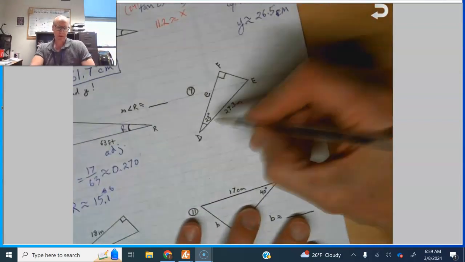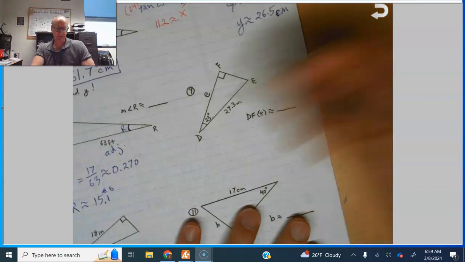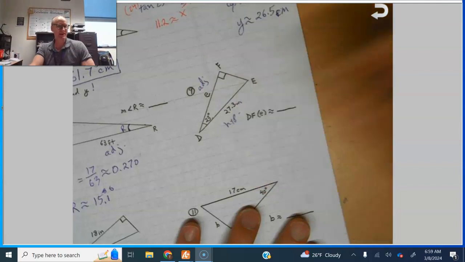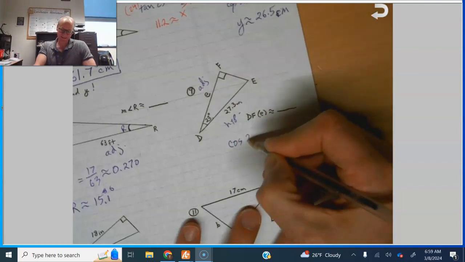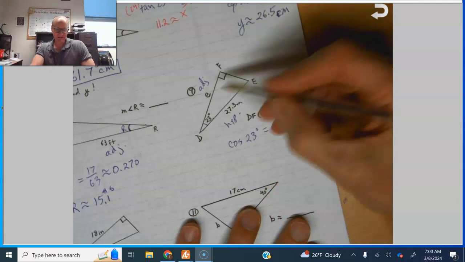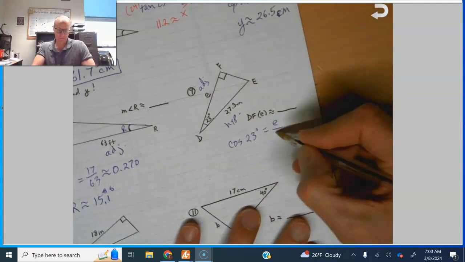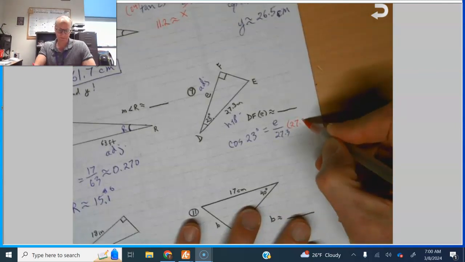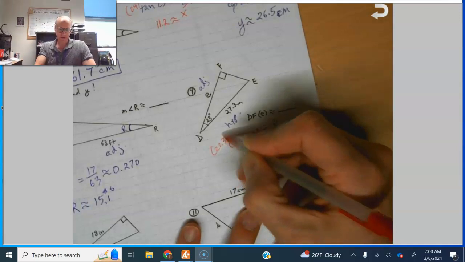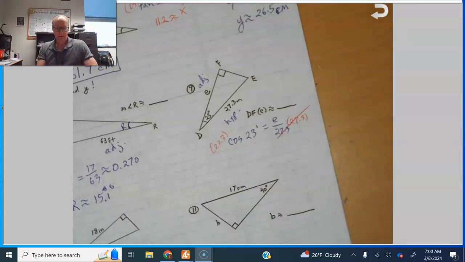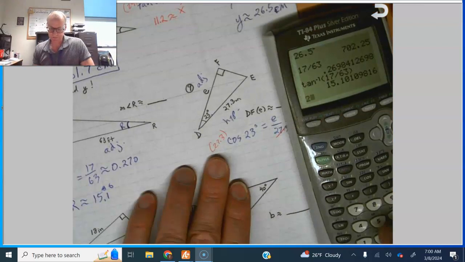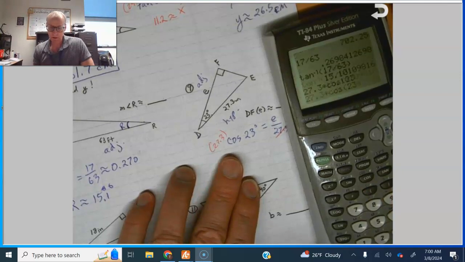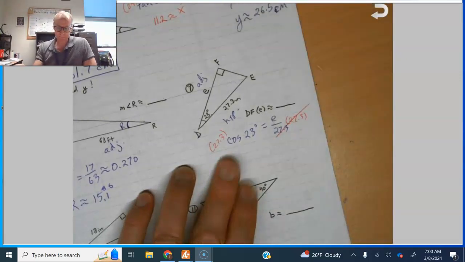Yay. All right. Got 23 degrees. This is our reference angle. We're looking at adjacent and hypotenuse. Should be good by now. Cosine of 23 is equal to adjacent over hypotenuse, 27.3. We're going to multiply by the 27.3 on both sides. And we're done. That's it. E is approximately 27.3 times cosine 23. And we're looking at about 25.1.